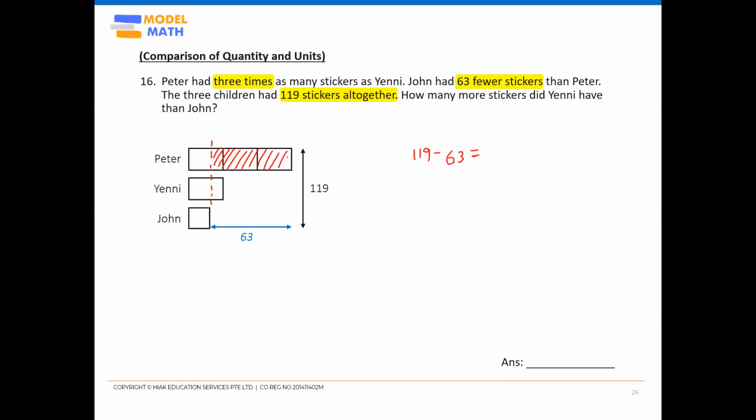Okay, don't write this down first. Just look at the screen and understand what I'm doing here. So 119 minus 63 means you're taking away this portion. Now, if you take away this portion, this answer would then represent this white portion, this white portion, this white portion, and also this little part.